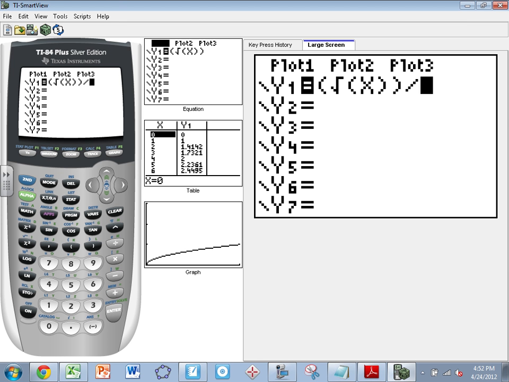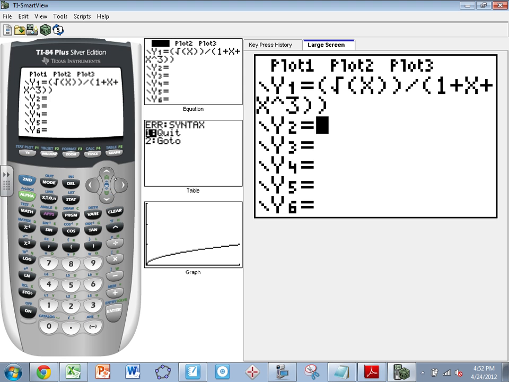And then I'm going to put this over parentheses 1 plus x to the third. Close. I don't want to graph that though. What do I want to graph again? Derivative. The second derivative. Yes, this is the first derivative. I want to graph the second derivative. So turn this off, go down, and try your end derivative function here.